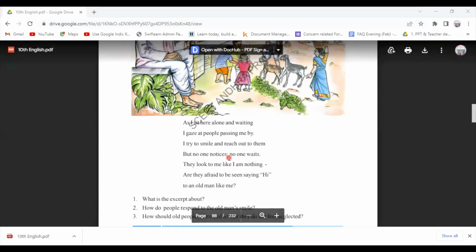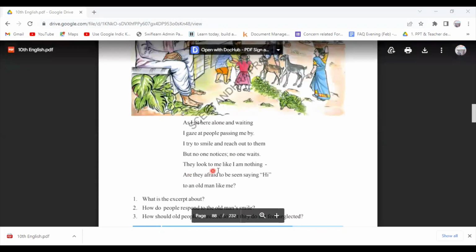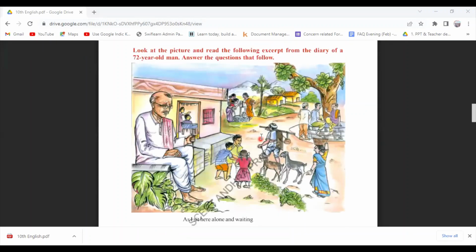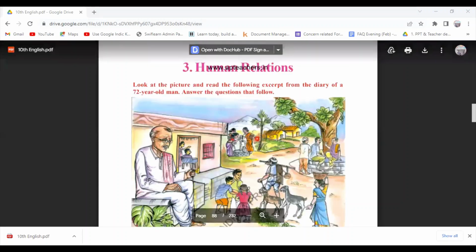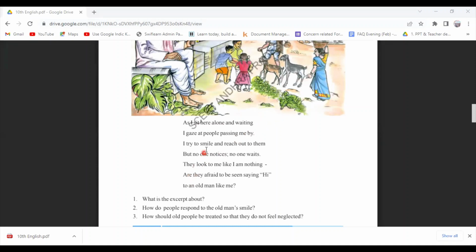Sorry, no one notices, no one waits. They look to me like I am nothing. Are they afraid to be seen saying hi to an old man like me? So if you observe carefully, the old man is sitting, and everyone is doing their own work. So what he's saying is, as I sit here alone and waiting, I'm waiting for somebody to respond to me.